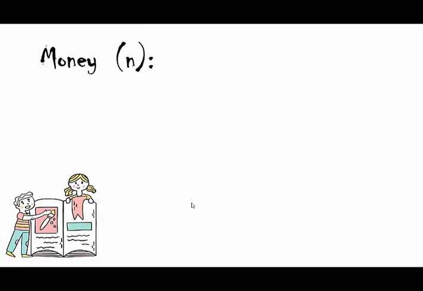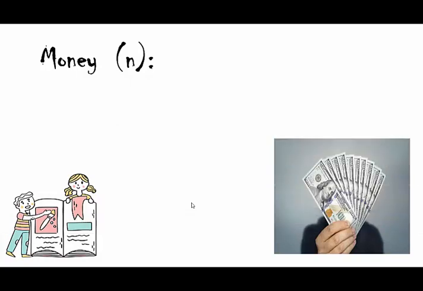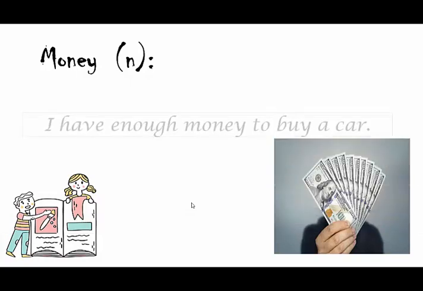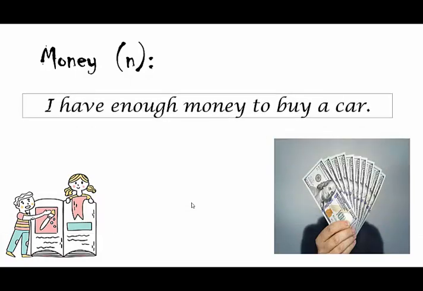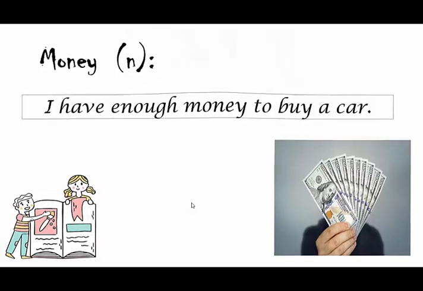And the next word, money. Here we have the money. I have enough money to buy a car. Okay, money is something you use to buy anything you want. I have enough money to buy a car.